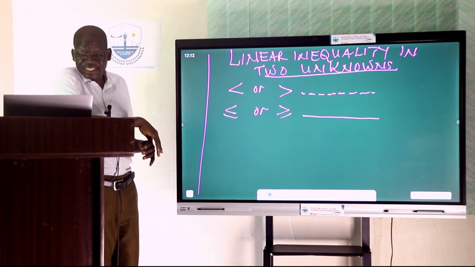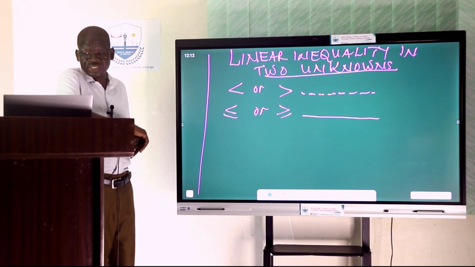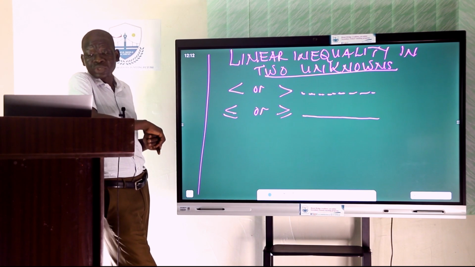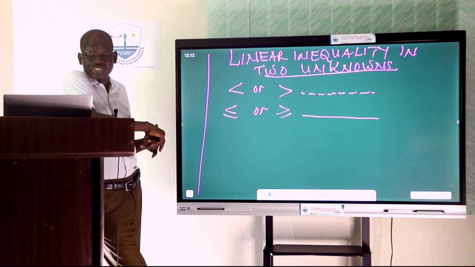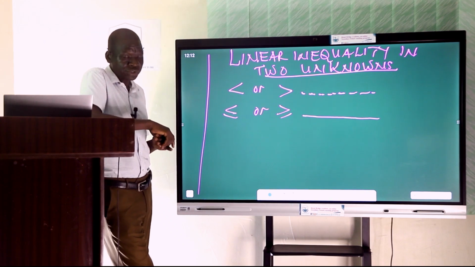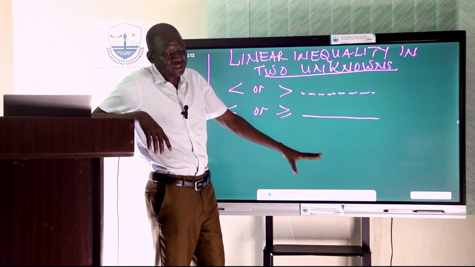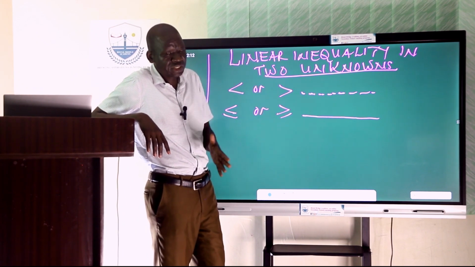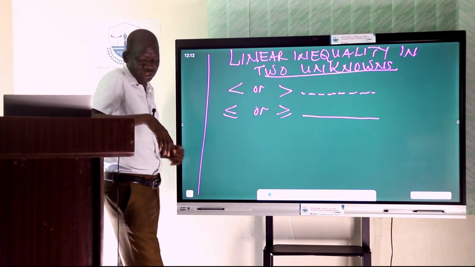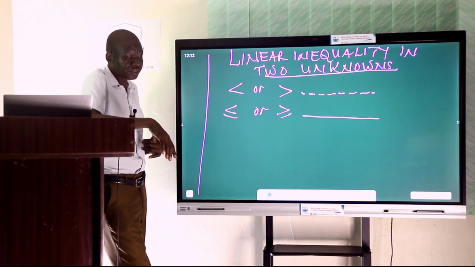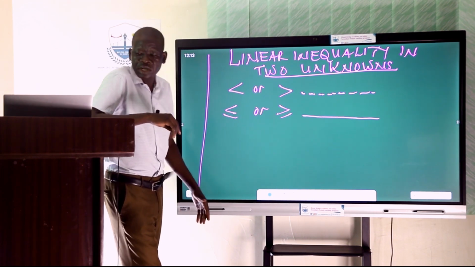Then the next part is you can now shade out the unwanted region. After drawing everything, we can now shade the unwanted region after testing using the point chosen on the Cartesian graph.